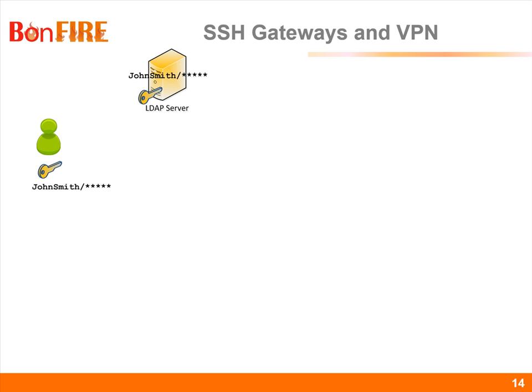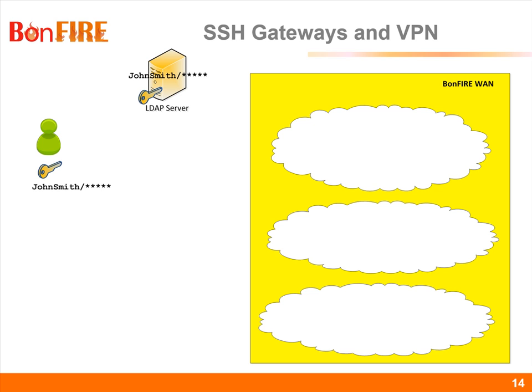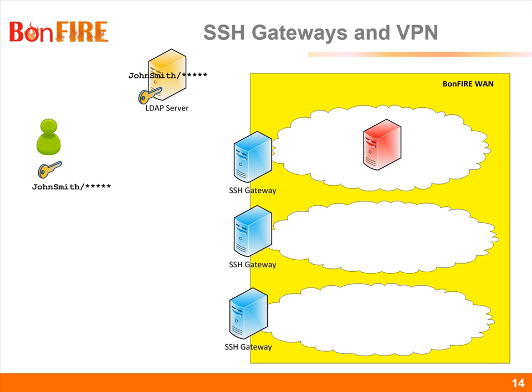Now, assuming that we've got three sites on the BonFIRE wide area network, and there is a VM that John Smith owns on one of the sites, the sites provide SSH gateways through which the user can SSH into their VMs. And the reason for that is that the wide area network of BonFIRE is a private network. It doesn't have public addresses. And in order to SSH from outside, you need to go through the SSH gateway.